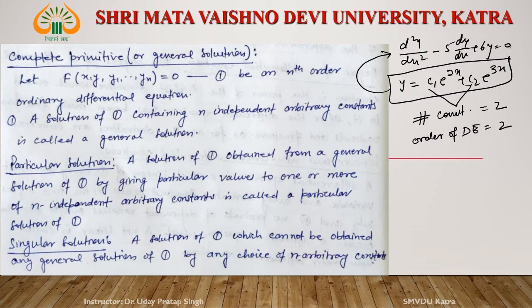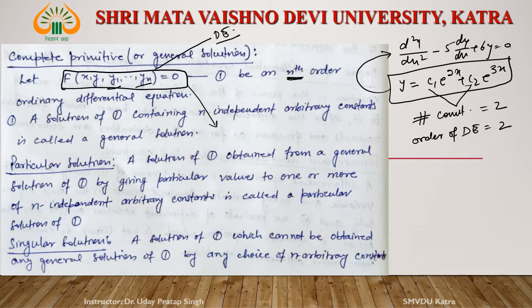Okay. So f of x, y, y1, y2, ..., yn equal to 0 is an nth order ordinary differential equation. Here y1, y2, yn denote derivatives of y. y1 is the first derivative, yn is the nth derivative. So this is the differential equation. If we find the solution of differential equation 1 and it contains as many arbitrary constants as the order of the differential equation, what is the order of the differential equation?